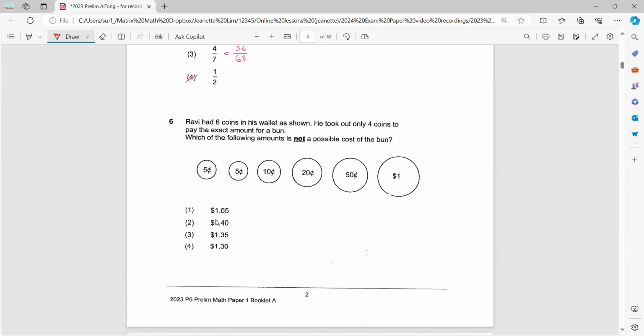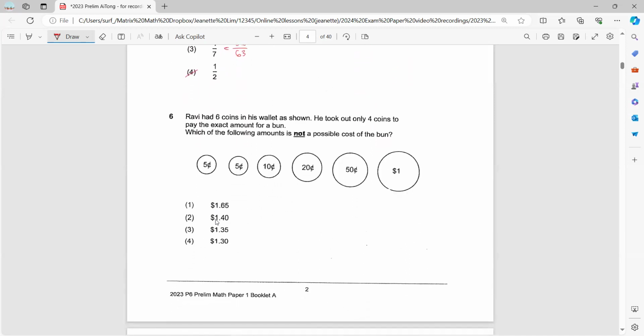Question 6. Ravi had 6 coins in his wallet as shown. He took out only 4 coins to pay the exact amount for a bun. Which of the following amount is not a possible cost of the bun? Okay, we're going to go down all the options and see if it's possible to get the values. $1.65, you only have 4 coins.